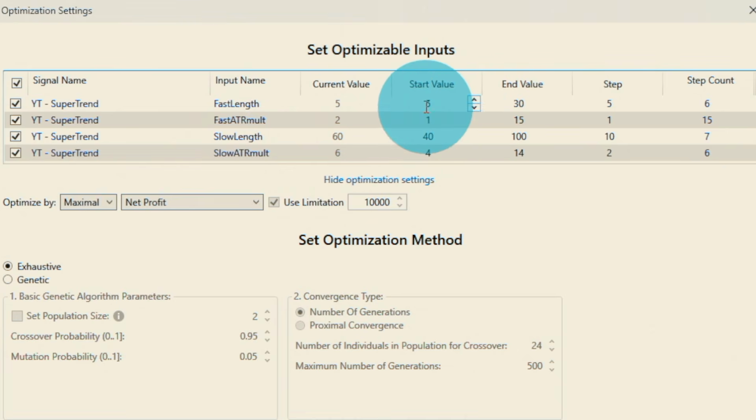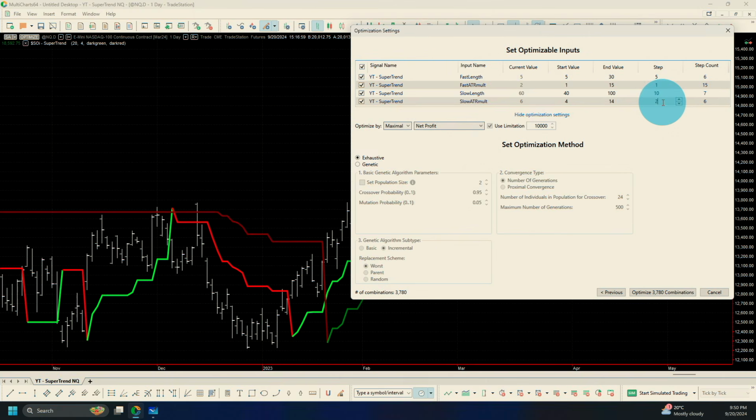And we are optimizing the fast one the same as before. So from 5 to 30, the length in steps of 5, the multiplier 1 to 15, step 1. And then the slow SuperTrend's ATR lookback is from 40 to 100, step 10, and the multiplier from 4 to 14, step 2. All in all, we have about 3,700 strategies.